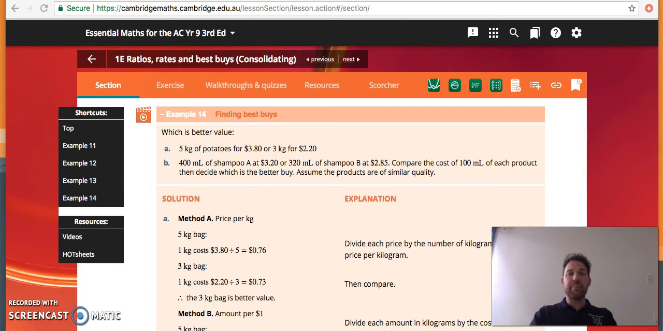Part of 1E is looking at finding the best buys. So the example here is, would you buy 5 kilos of potatoes for $3.80, or would you buy 3 kilos of potatoes for $2.20? Presuming that the potatoes are all the same quality.